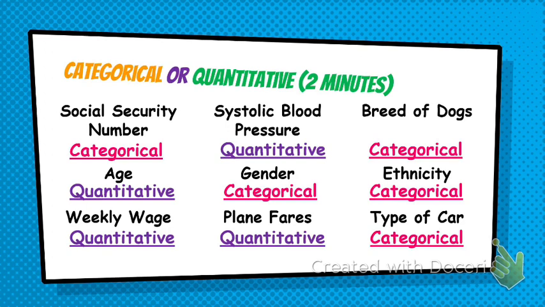Breed of dogs, German Shepherds, Chihuahuas, blah, blah, blah. Those are all categorical. Age, obviously, is quantitative. That's numerical. Gender is going to be categorical. Ethnicity is categorical. How much you make in a week, quantitative. How much you pay for a plane ticket, numerical, quantitative. And then type of car is going to be categorical.